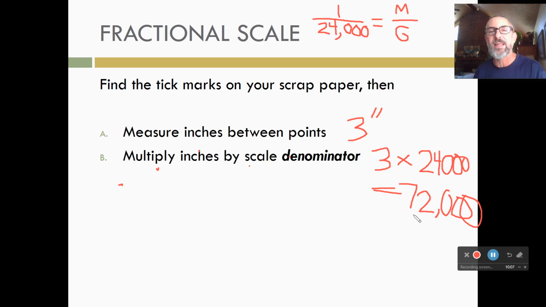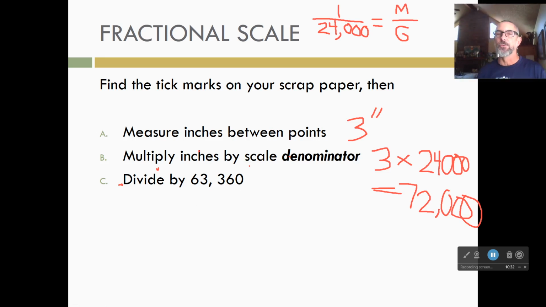Well, we want to convert that to miles. The way we convert that to miles is we simply divide by how many inches are in a mile. And that number is 63,360 inches per mile. So 72,000 divided by 63,360 is how many miles between one tick mark and the next.